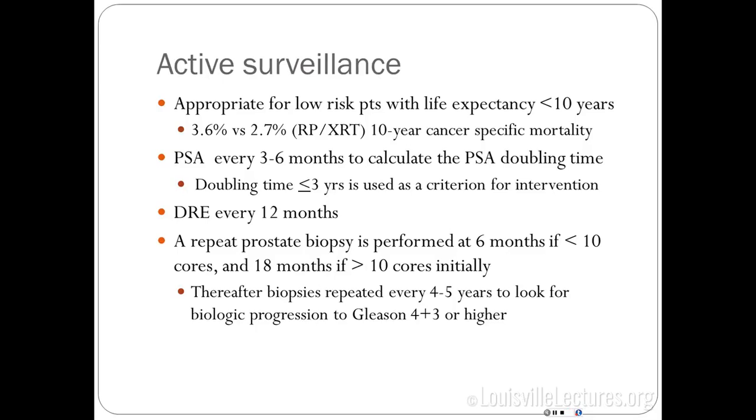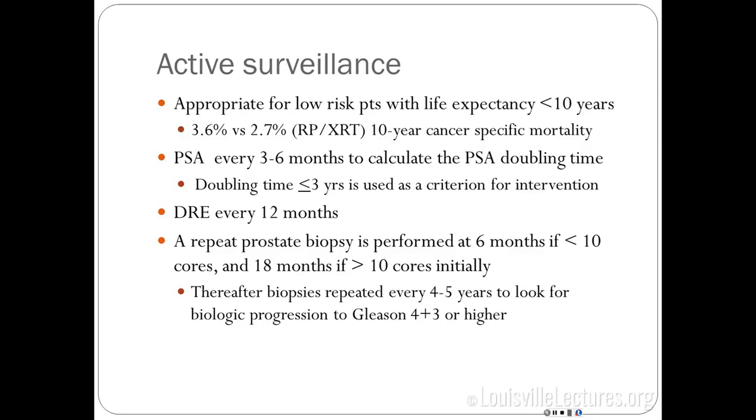You also want to repeat a prostate biopsy. If your initial transrectal ultrasound had less than 10 cores, remember we said that a good prostate sample has to have 10 cores. If it had less than 10 and you want to do active surveillance, you have to repeat a biopsy. Okay? And that would be at 6 months. If you had greater than 10, then you repeat that at 18 months.